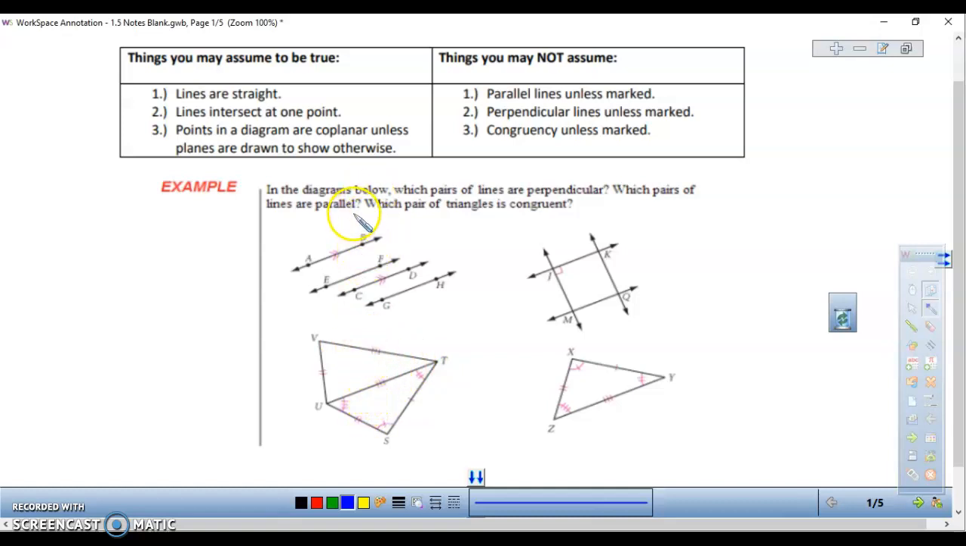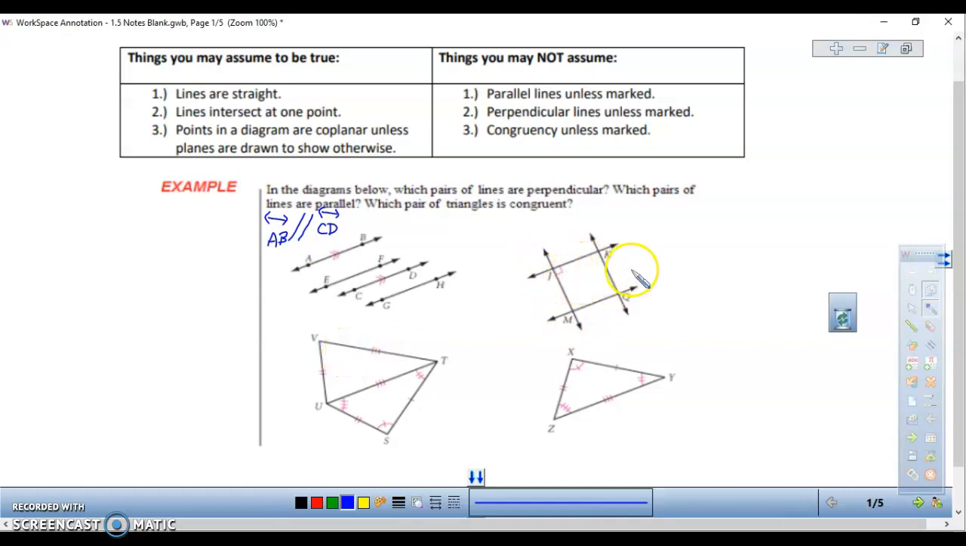So here's just an example, and we can run through these quickly. Which of the lines are perpendicular, which are parallel, which angles are congruent, or which triangles are congruent. So let's start here. In this diagram, the only thing I can deduce based on markings is that line AB is parallel to line CD. Don't forget that symbol means parallel. I do not know anything about the other lines because they do not have the little parallel marks.